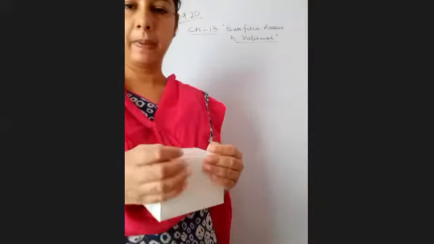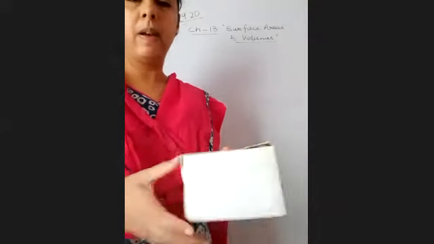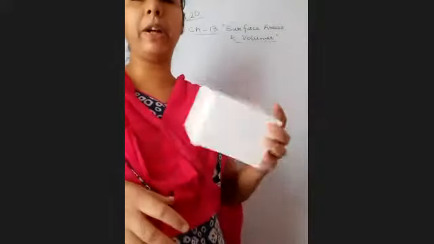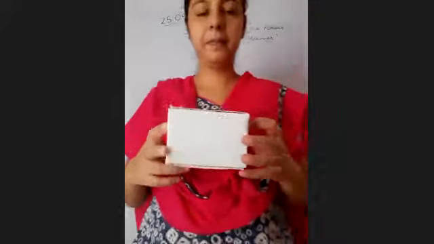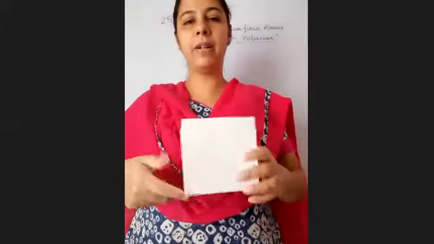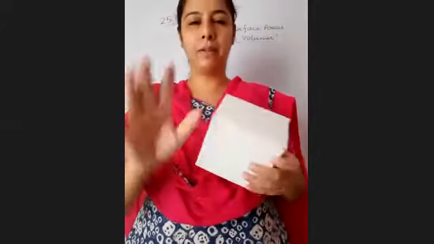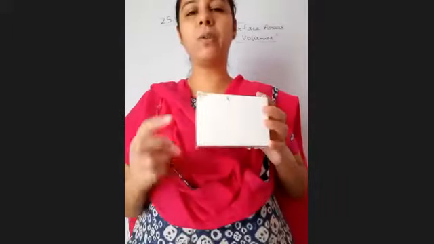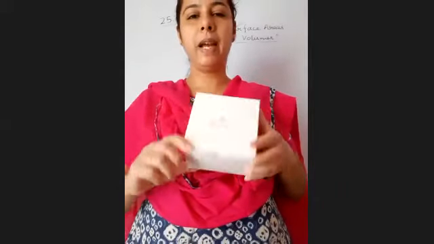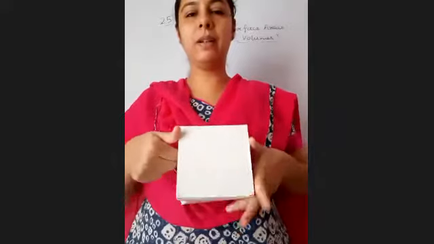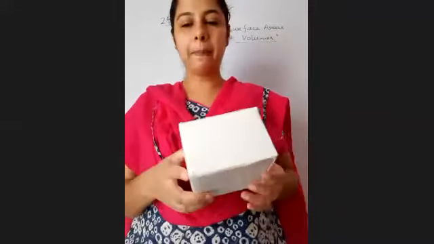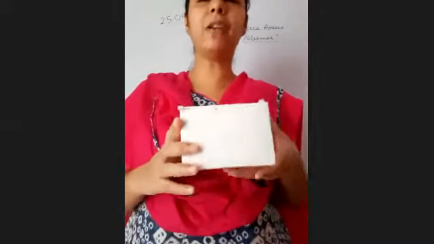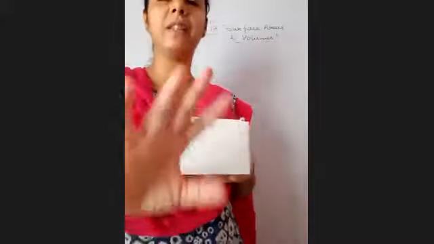Children, I will be starting with the cuboid today. This is a cuboidal box. Is it a cuboid? Yes, it is a cuboid, because you can see that from this side and from this side the dimensions are different. This is a different dimension, this is a different dimension. So it is a cuboid. Now, how many surfaces does it have? How many faces does it have?